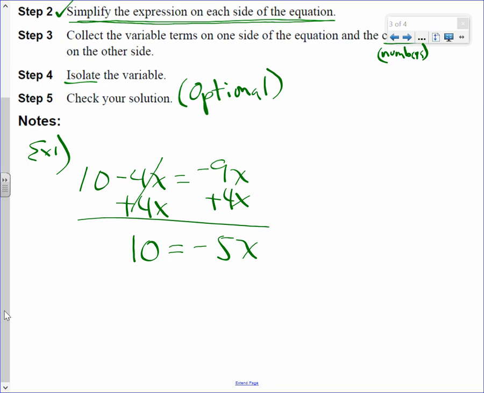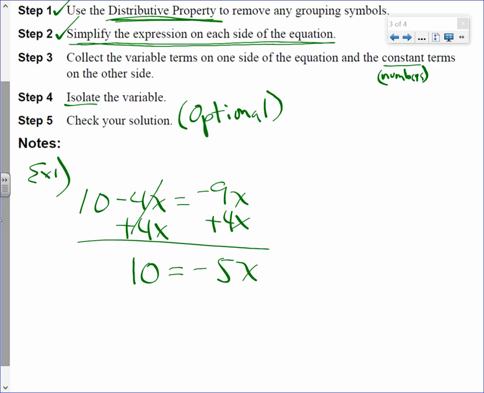Now notice what we've done. Step 3, we've accomplished it. The variables are on one side, the numbers are on the other. Perfect. So step 3 is done. Step 4, we already know we could do this in our sleep now. Isolating variables. That's all we've been doing. Let's get x by itself, so we got to get rid of negative 5. Right. Nice, because that's opposite of multiplication. We're rocking and rolling. Here we go.